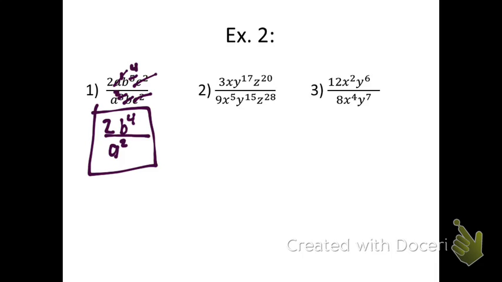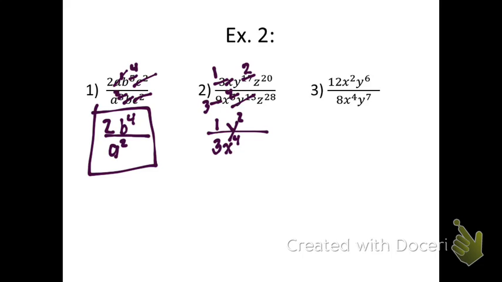Number 2. Looking at our coefficients first, we have 3 over 9. So 3 goes into 3 once, 3 goes into 9 3 times. Putting these in our answer. X, we have 1x here, 1x from the bottom leaves x to the 4th in the denominator. Y's, we have y to the 17th and y to the 15th. Y to the 15th is smaller, take away 15 from the numerator. We have 2 left, so it's y squared.